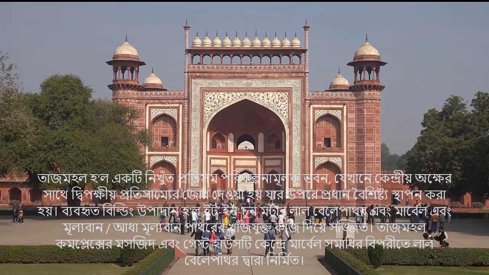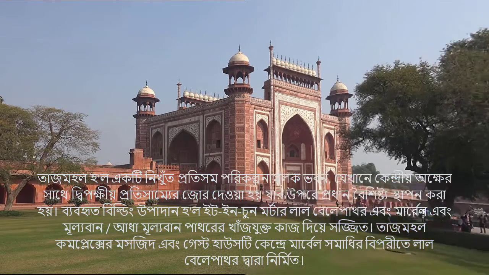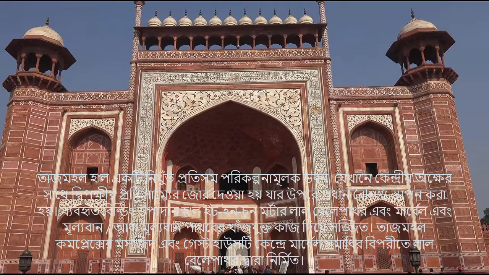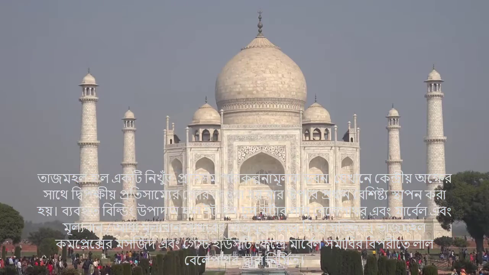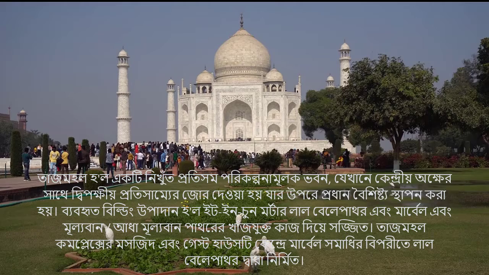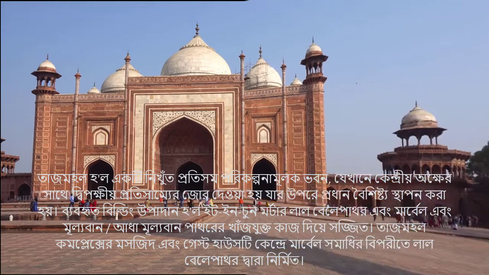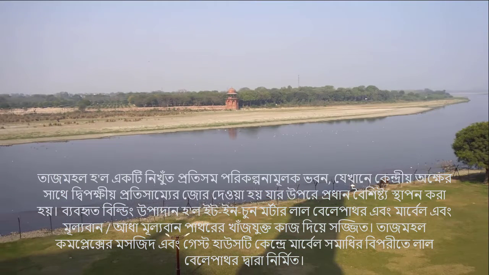The Taj Mahal is a perfectly symmetrical planned building, with an emphasis on bilateral symmetry along a central axis on which the main features are placed. The building material used is brick and lime mortar veneered with red sandstone and marble, and inlay work of precious and semi-precious stones. The mosque and the guest house in the Taj Mahal complex are built of red sandstone, in contrast to the marble tomb in the center.